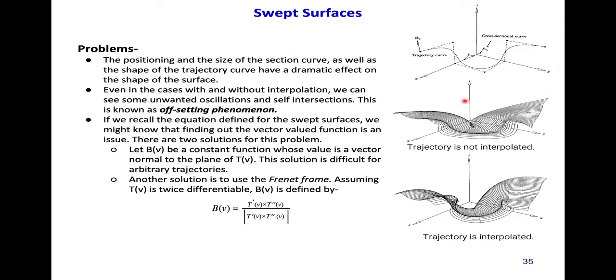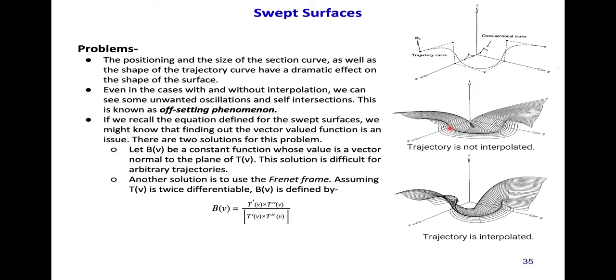So as everything is nice and well, we do have some problems with the swept surfaces. First one is it is highly dependent on the position of the section curve, size of the section curve, and also the shape of the trajectory curve. So the trajectory curve is chosen according to the surface that we want to form. So it cannot be changed. So it causes a problem here.